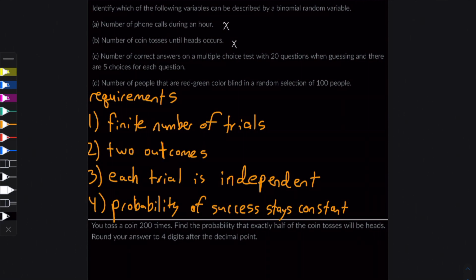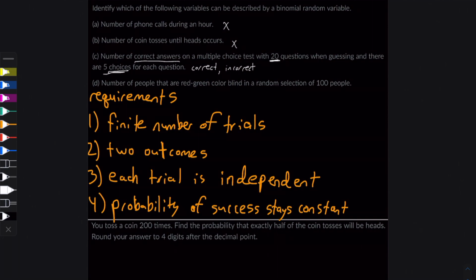Okay, for part C, number of correct answers on a multiple choice test with 20 questions when guessing, and there are 5 choices for each question. So for the first one, finite number of trials, yes, there are 20 questions, so it passes the first one. 2 outcomes. So you might look at this and say 5 choices for each question, oh, that's not 2 outcomes, but we're looking for correct answers. So we can either be correct or we can be incorrect, and those are our only 2 outcomes. We can either guess the correct answer or we can guess the incorrect answer. So yes, it does check out that there are only 2 outcomes.